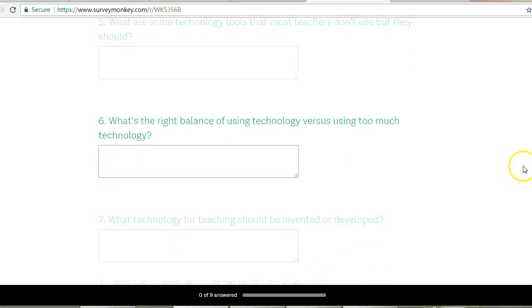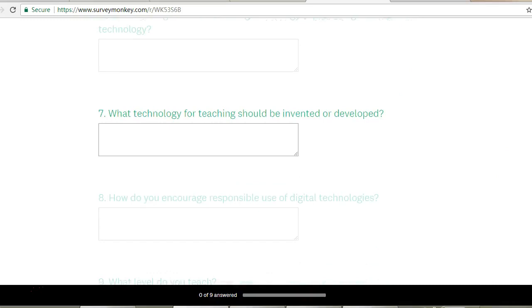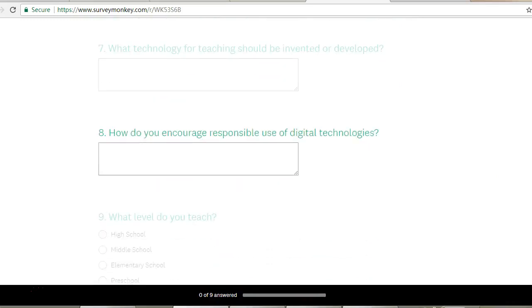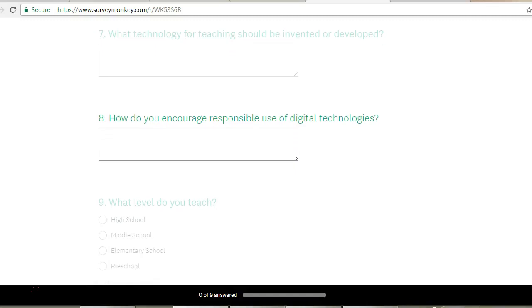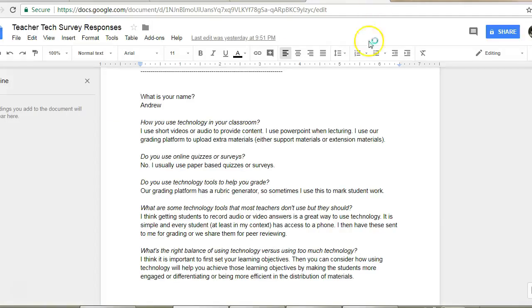What's the right balance of using technology versus using too much? What technology for teaching should be invented? I like that one. Some good ideas. How do we encourage the responsible use of digital technologies, and what level do you teach? Alright, let's take a look at some of the examples.